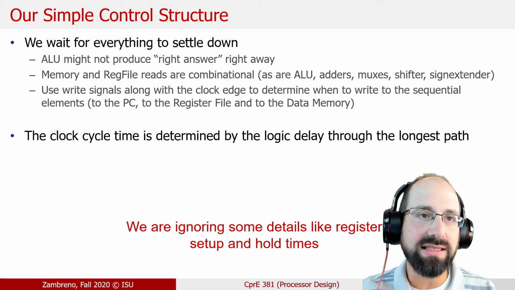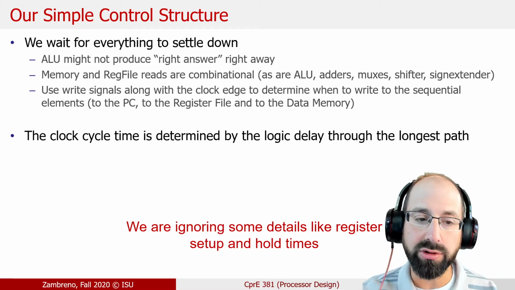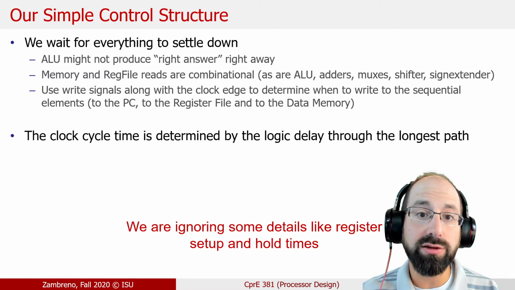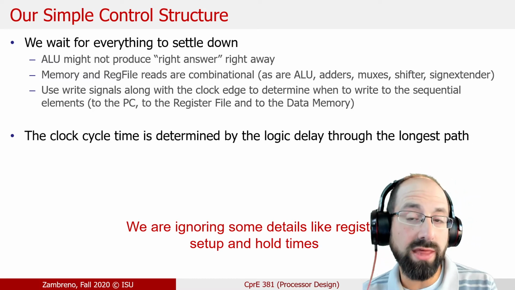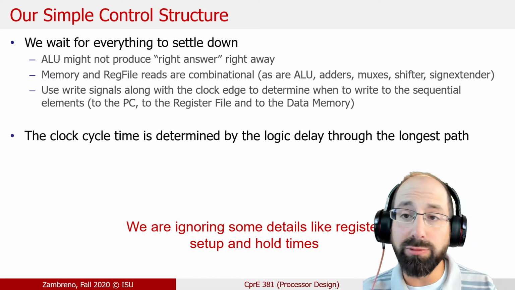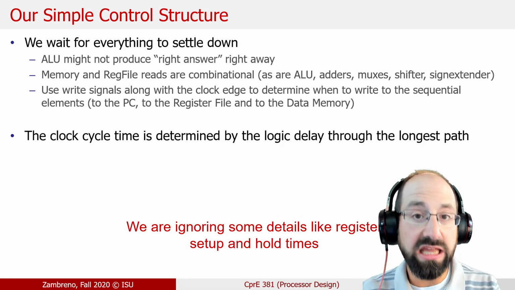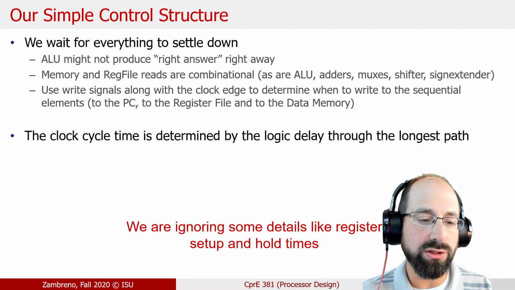So at the end of that cycle, that's when we write to the program counter. We always do that. That's when we write to the register file. We potentially do that if the instruction requires it. And that's when we write back to the data memory if the instruction requires that we do so.